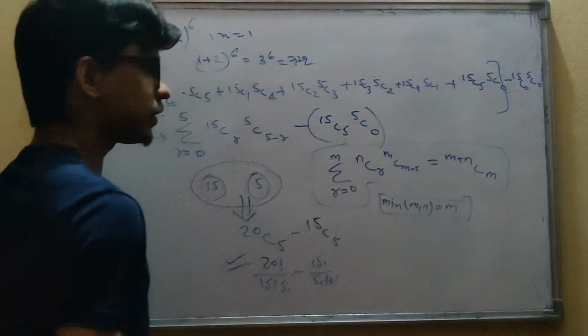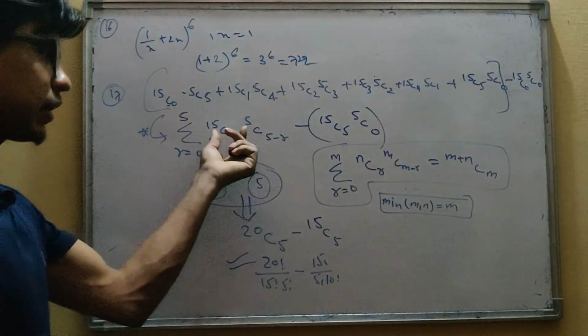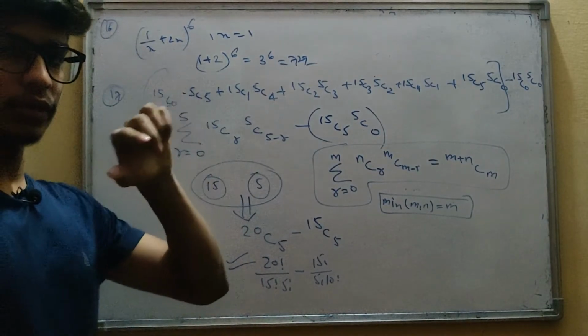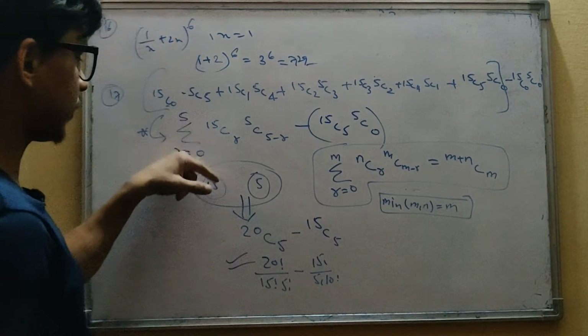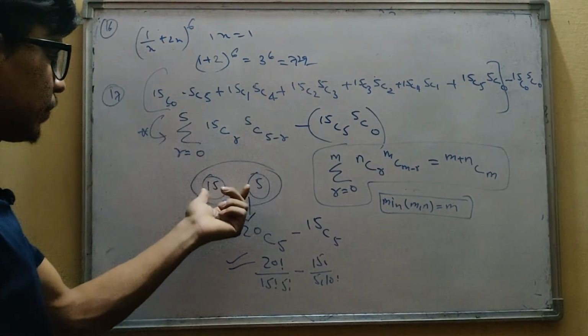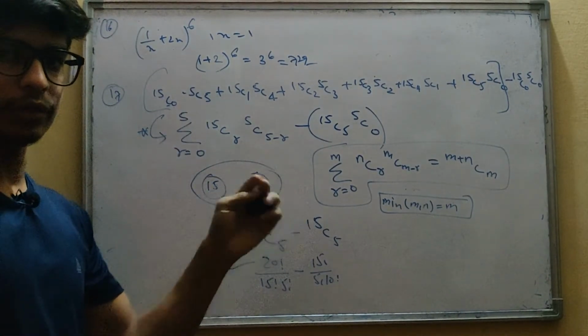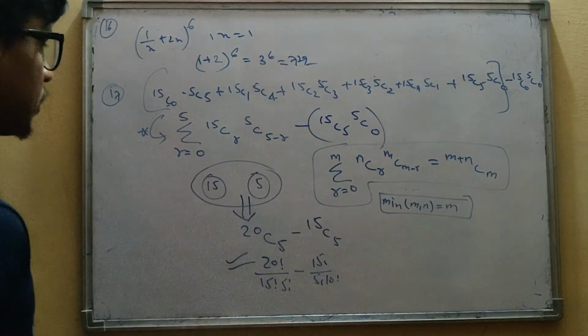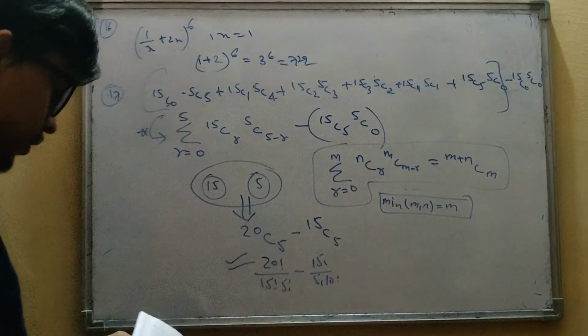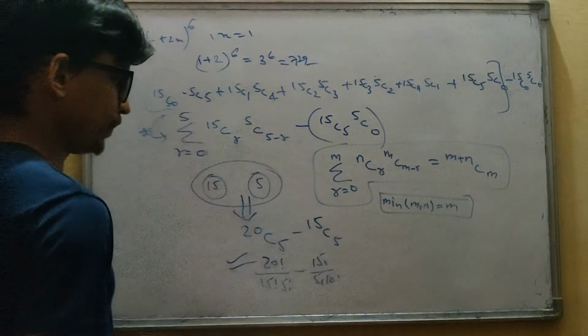And the concept is very simple. 15 and 5 are two different groups of elements, they are basically distinct, and if I combine them it is 15 plus 5, 20 elements, and you have to select 5, so 20C5 directly. So this is how you can do this. This was question number 17, and next is question number 18.